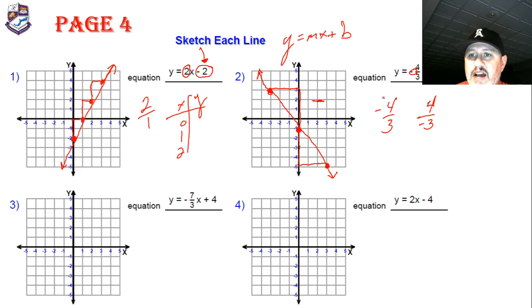So if you have a negative on the side, you can put it on the top, you can put it on the bottom. Either place when you're graphing is fine. You'll get the same exact line.